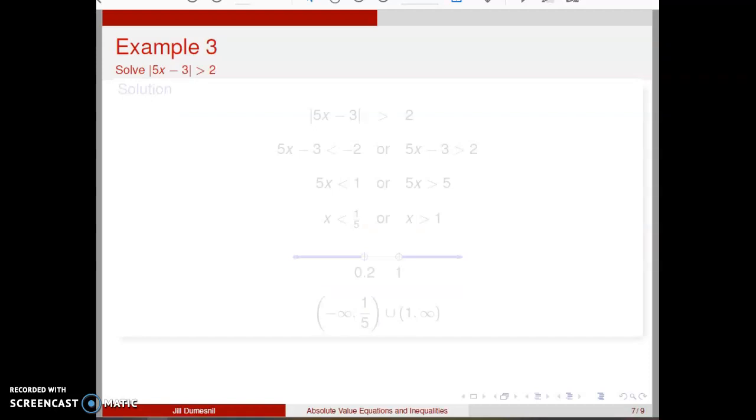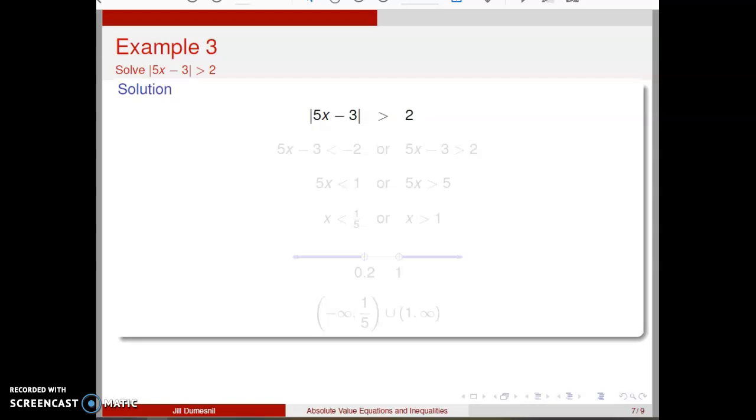For our third example, let's solve the absolute value of 5x minus 3 greater than 2. We begin with the given inequality and note that we have an absolute value inequality with greater than. So the stuff in absolute value lies outside of plus and minus 2. We get that either 5x minus 3 is less than negative 2 or 5x minus 3 is greater than 2, and we have two inequalities to solve.